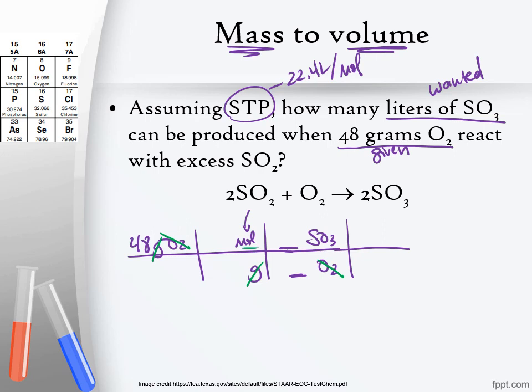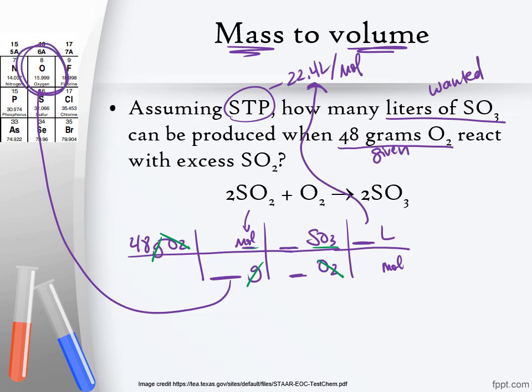I have moles of SO3. I don't want moles of SO3. I want liters of SO3. So I'm going to go ahead and put those moles on the bottom to cancel them out. Turn my moles into liters. Think about how many liters in a mole at STP. And then here, this gram number, we're going back to our handy dandy periodic table. How many grams in 1 mole of oxygen gas? Good. Finish this one on your own.